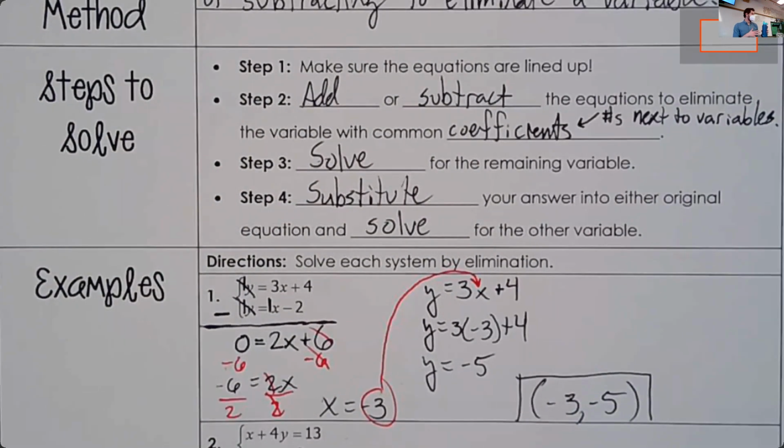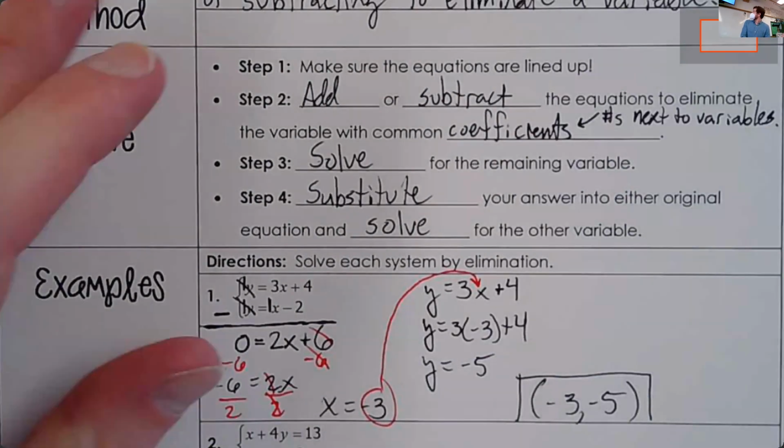So as long as you have your variables lined up, and as long as you have a number in front of one of the 2 variables that's the same, you can eliminate one of your variables to solve for the other one. Any questions before we look at example 2? All right, here we go.